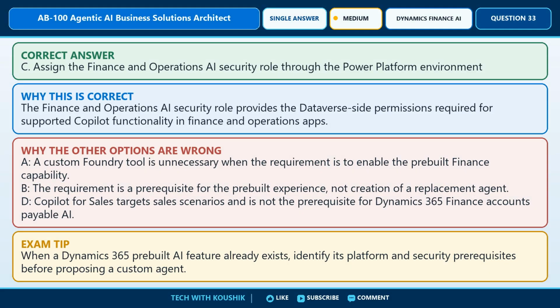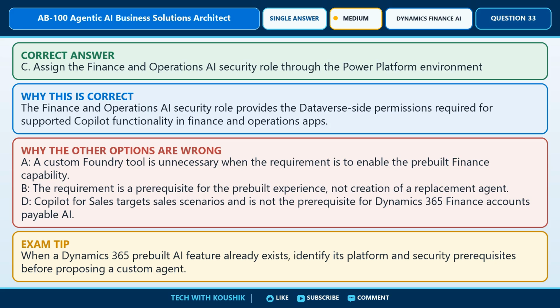The option that satisfies the complete requirement is Option C. Assign the finance and operations AI security role through the Power Platform environment. The requirement to solution match is the finance and operations AI security role provides the Dataverse side permissions required for supported Copilot functionality in finance and operations apps.